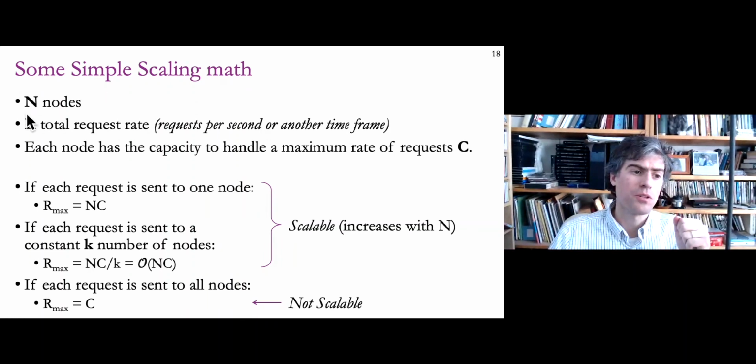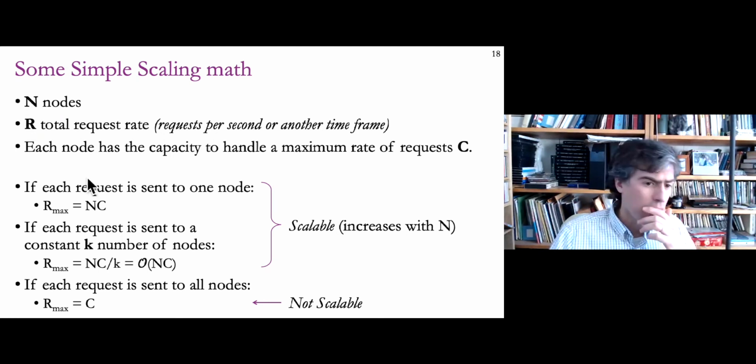So if we assume that there are n nodes, there are r requests per second. That's our rate of making requests. And every node has the capacity to handle at most c requests per second. Okay, those are our three numbers. And we have different assumptions. That's what these last three bullet points are.